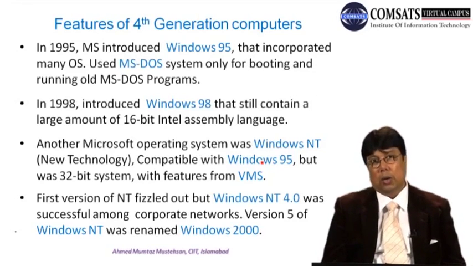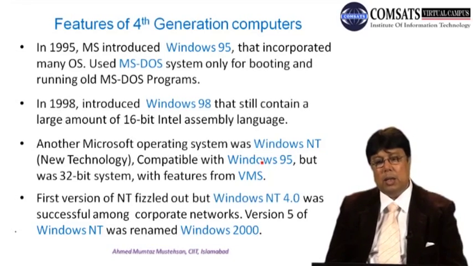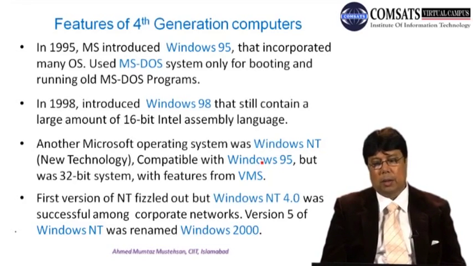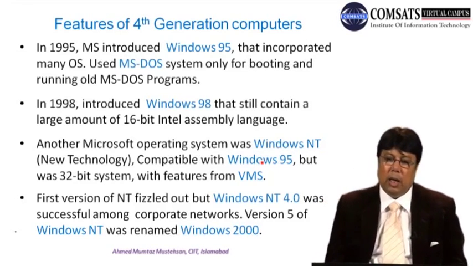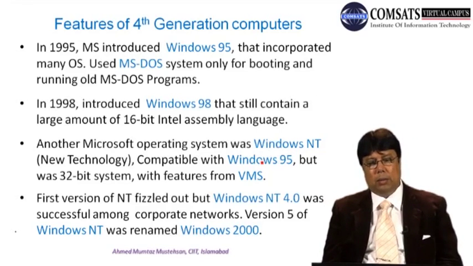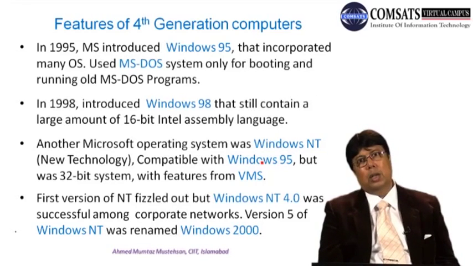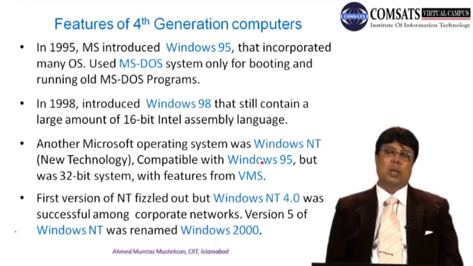And it was a huge success for Microsoft, which forced Microsoft to introduce Windows 98. That was 16-bit, developed in Intel assembly language, and it had backward compatibility with the versions of the software developed for Windows 95. Then the next version Microsoft introduced was not given the traditional name 95, 98, rather they gave it the name Windows NT.